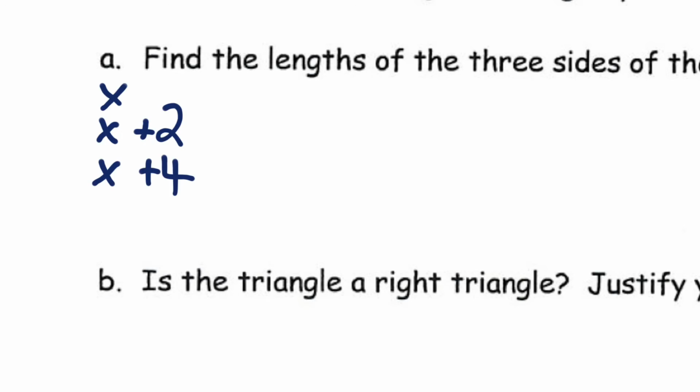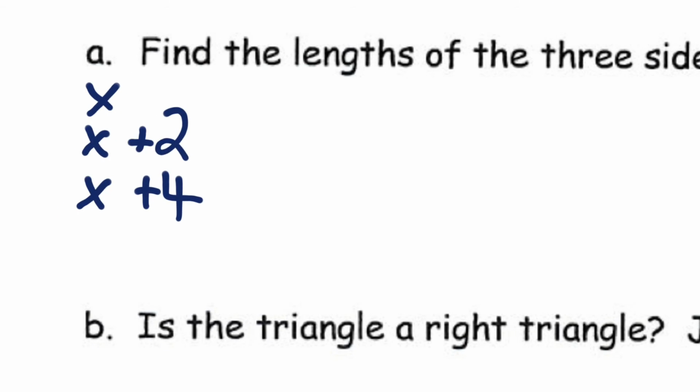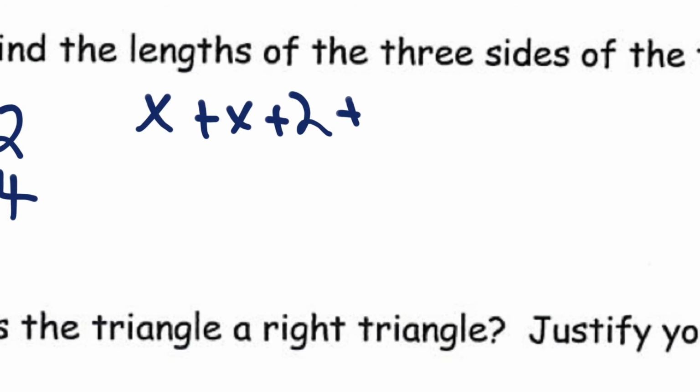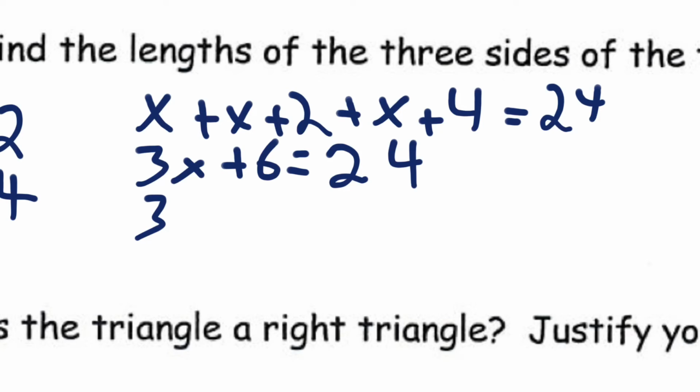So if we know that the perimeter is 24, we can say x plus x plus 2 plus x plus 4 equals 24. And then if we simplify that, we get 3x plus 6 equals 24. And then if we subtract 6 from both sides, we get 3x equals 18. And then we have to divide both sides by 3, and we get x equals 6.